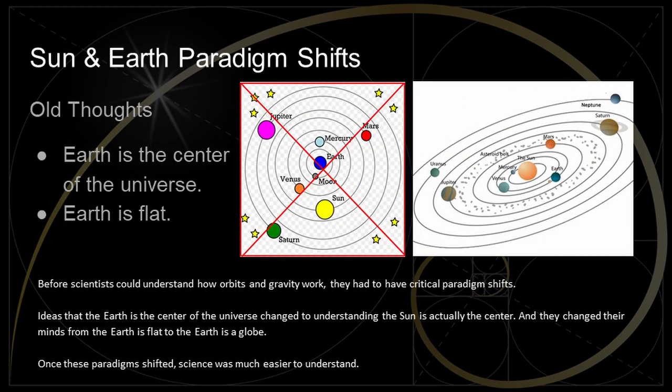Before scientists could understand how orbits and gravity work, they had to have critical paradigm shifts. Ideas that the Earth is at the center of the universe changed to an understanding that the sun is actually the center. And they changed their minds from the Earth is flat to the Earth is a globe. Once these paradigms shifted, science was much easier to understand.